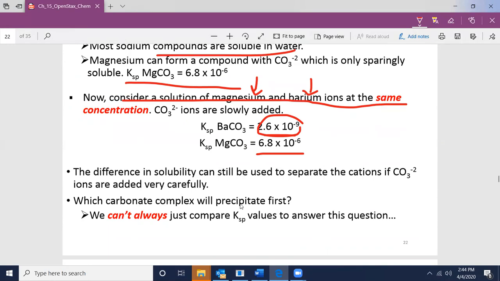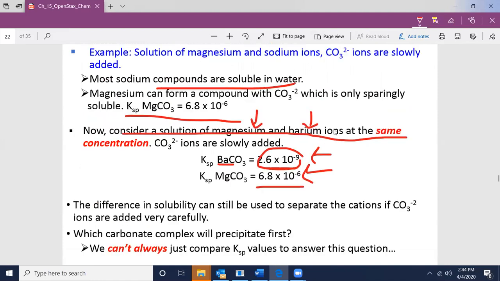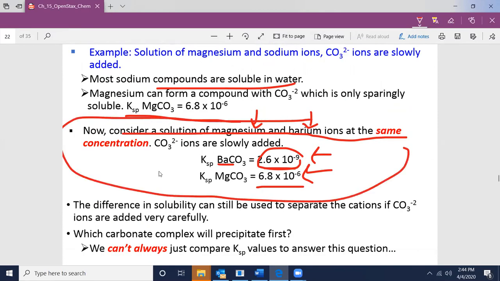Which carbonate complex will precipitate first, the least Ksp or the highest Ksp? Definitely this one, right? This has more tendency to go towards the solid. With this strategy, we are comparing two Ksp values for both compounds, and then we are trying to predict, if we mix them, which one is going to precipitate first and which one later. So if we just control the concentration of the carbonate ion that we are adding, we can selectively precipitate by comparing the Ksp.